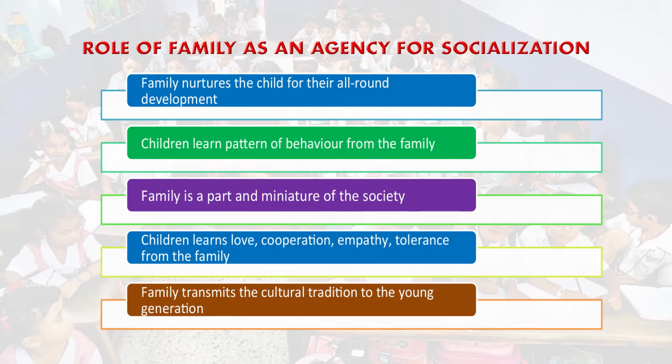Then tolerance. So how to develop the spirit of tolerance, the virtue, or the value of tolerance. So these are certain things that family plays as a role, as an agency for the socialization of the child. Further, we can say family transmits the cultural tradition to the young generation.